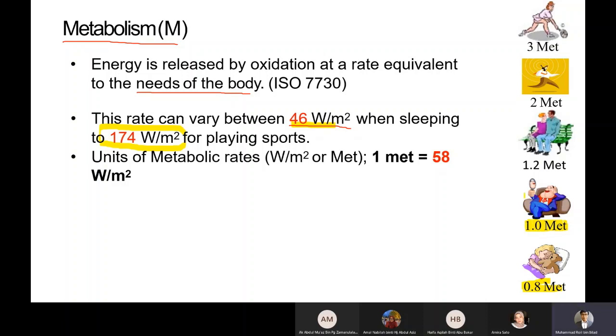Then you go walk, exercise in the park. It's about 1.2 MET. Easy to remember. If you go jog, that's about 2 MET. And if you do heavy exercise like badminton, squash, that's about 3 MET. So much easier to remember than the exact numbers. Again, 1 MET equals 58 watt per square meter.